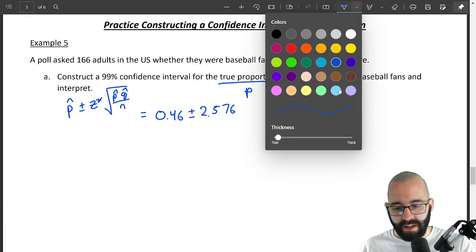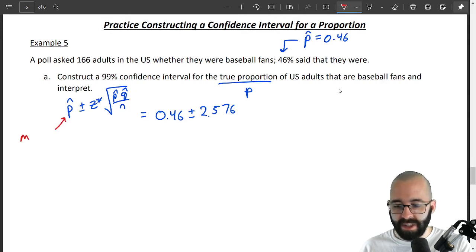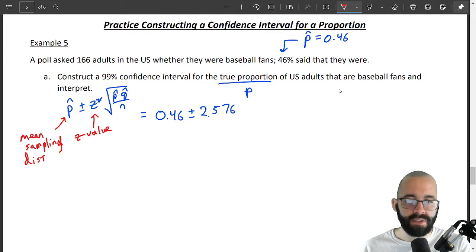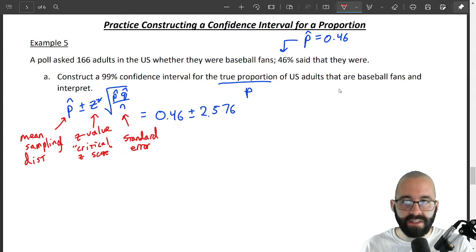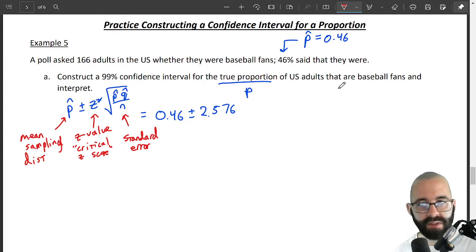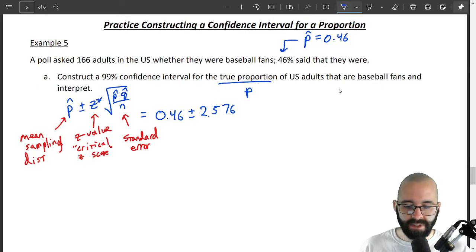Again, as a reminder, this is like the mean of our sampling distribution. This is the z value. It's the critical z-score is what we're calling it, but it's basically the z value for how many standard deviations away from the mean we have to be. Critical z-score. And this whole thing is what's known as the standard error, the standard deviation of the sampling distribution. All this formula is sampling distributions. This is why it's connected to the last unit.